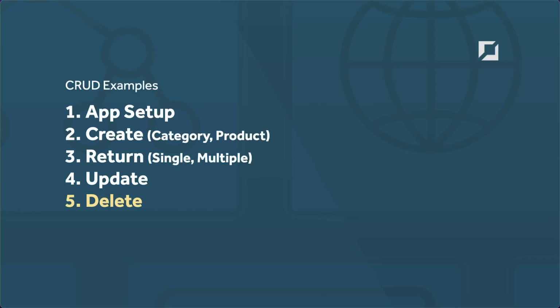Okay, short and simple. That's how you can then go ahead and delete an item from your database using simple CRUD methods with Django Ninja. So that's taken us through the CRUD examples.